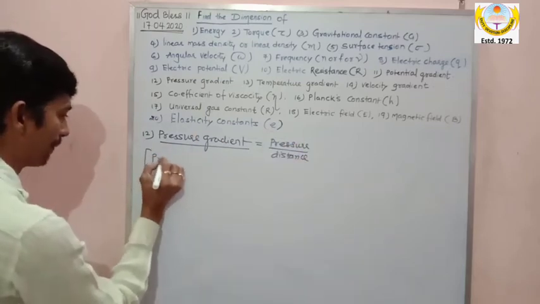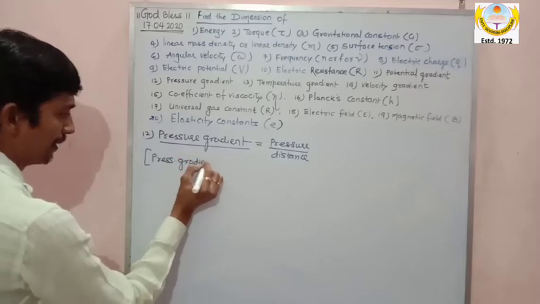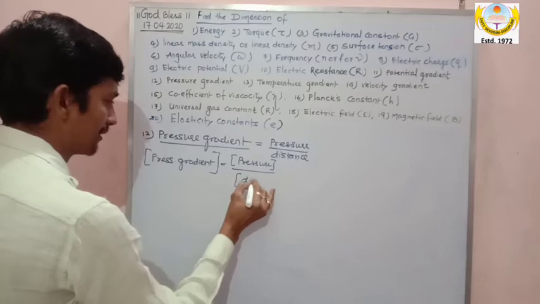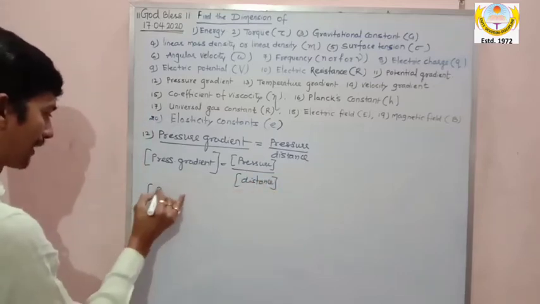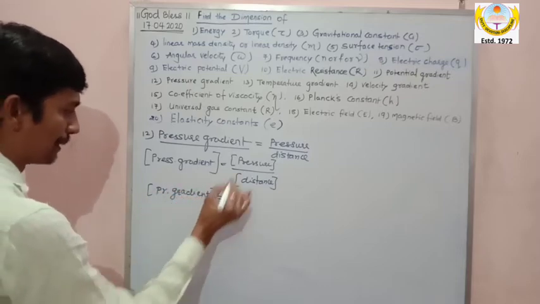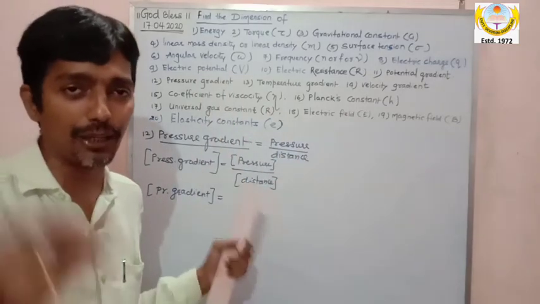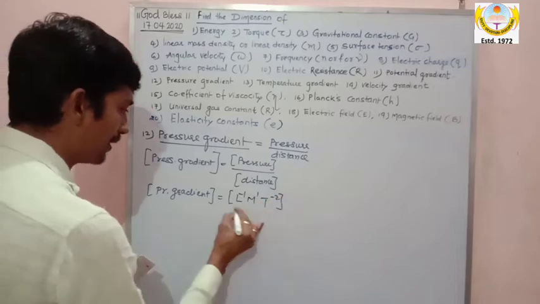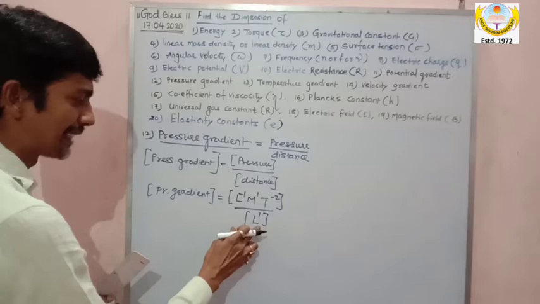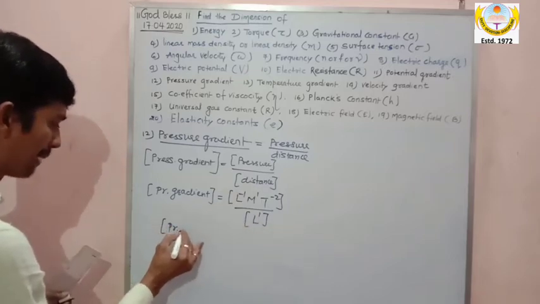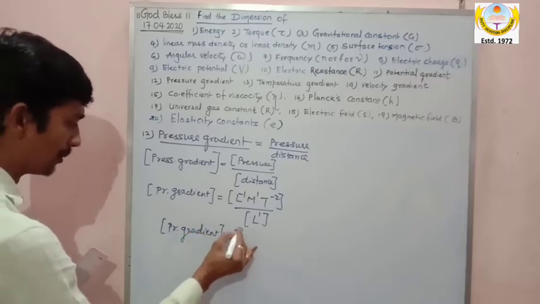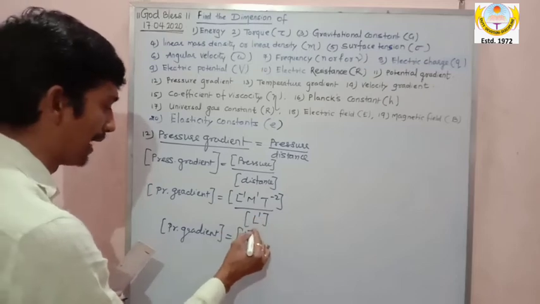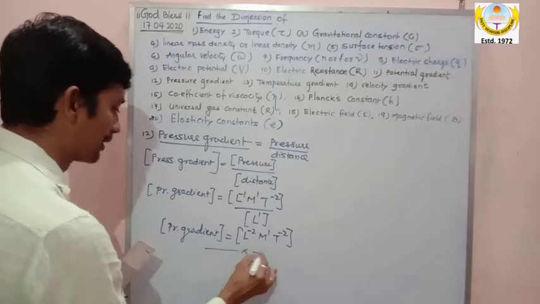So what is the dimension of pressure gradient? The dimension of pressure gradient is equal to the dimension of pressure divided by the dimension of distance. Remember, I gave you in the start of the video, today only, the 5 dimensions to learn. What is the dimension of pressure? L power minus 1, M power 1, T power minus 2. Divide by distance, L power 1. So the dimension for pressure gradient is equal to: this is minus 1 and this is 1. This one goes up, becomes minus 1. Minus 1 and minus 1, L power minus 2, M power 1, T power minus 2. That's all. Dimension of pressure gradient is over.